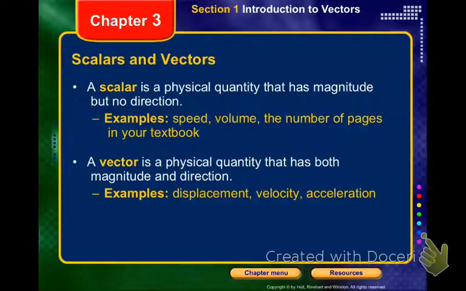This is Chapter 3, Section 1, and we're going to talk about scalars and vectors today. And like I said, I've asked you to bring in your protractors because we're going to work with our protractors too in drawing vectors ourselves.